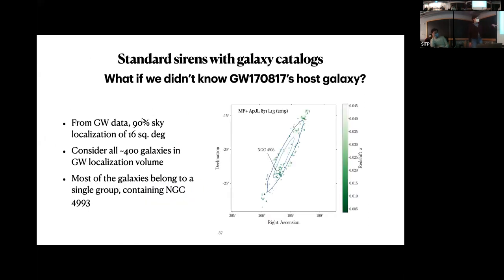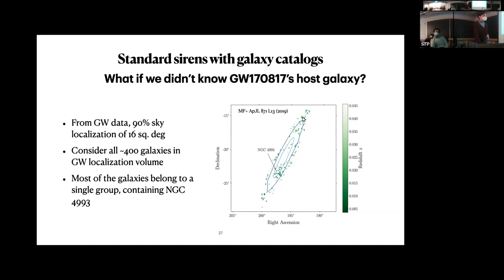A first illustration of this is that we did this with GW170817, asking what if we didn't know the host galaxy? We actually know the host galaxy to be NGC4993. But what if we didn't? Well, we could have just assumed it came from any galaxy in the universe and repeated the measurement for any possible galaxy, statistically marginalizing over the fact that we don't know which galaxy it was. This event also happened to be extremely well localized, the best localized gravitational wave event so far, to 16 square degrees.